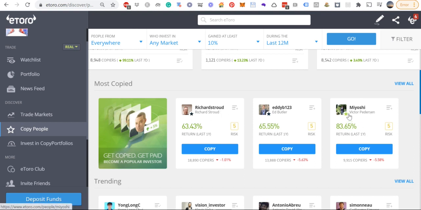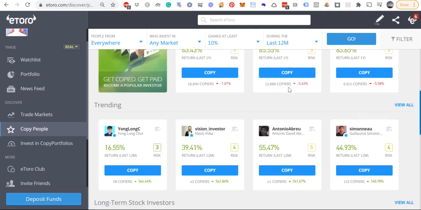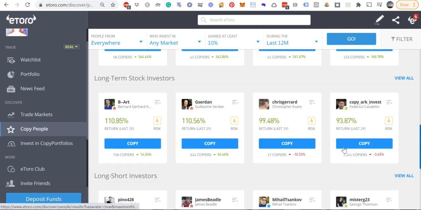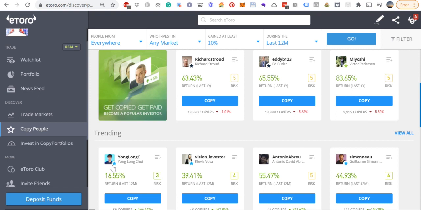so this is the top, next level down is the green star, and then there's actually red stars, so this guy here in the multi-strategy investors is a red star, and then finally you've got the blue star, which they call cadets.